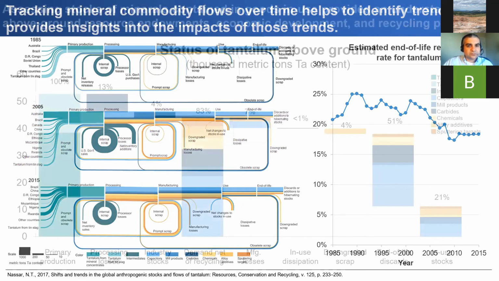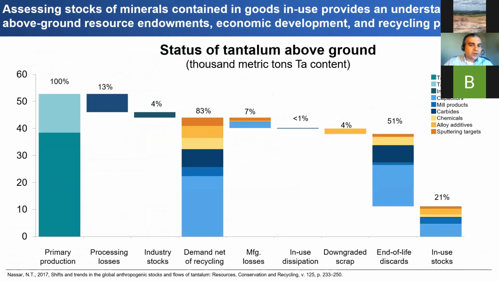So just continuing on this theme of tantalum in terms of what the numbers actually look like, well, we can look at it in terms of stocks of use above ground, right? So just as we think about geological resources and reserves, we think about stocks of tantalum above ground. So we've mined something on the order of a little bit more than 50,000 metric tons of tantalum since 1970. Some of it's been lost in processing. Some of it might be somewhere in industry stocks. You subtract those two, our demand net of recycling is that quantity.